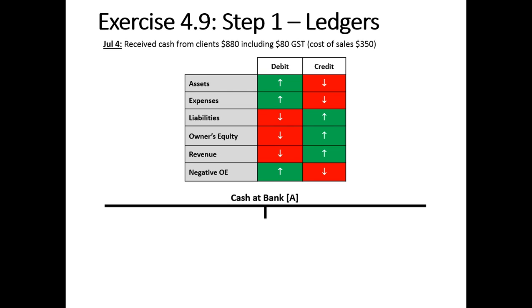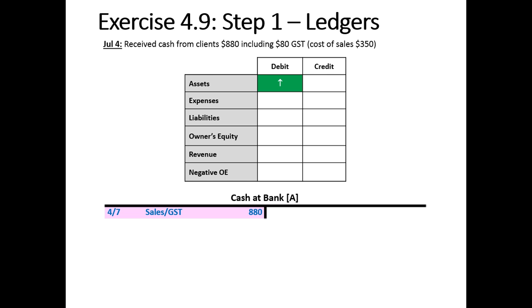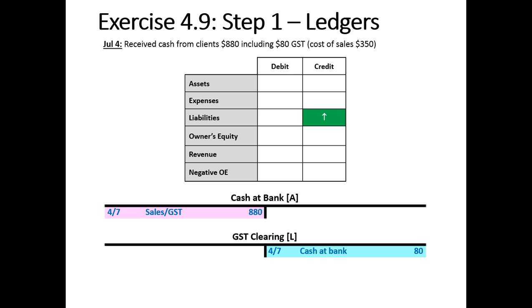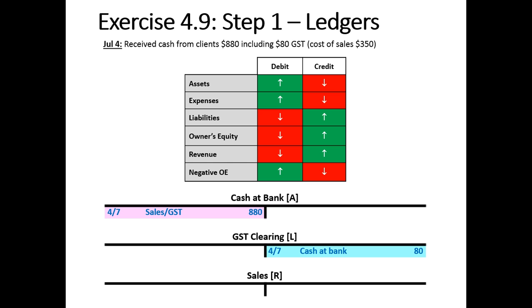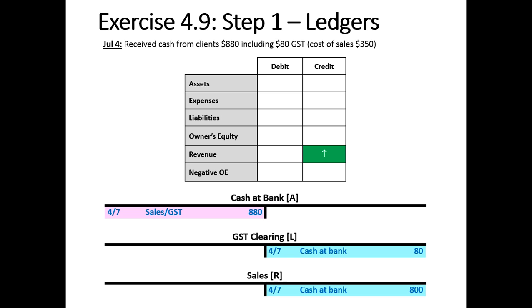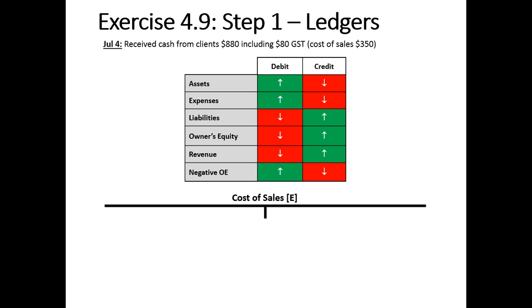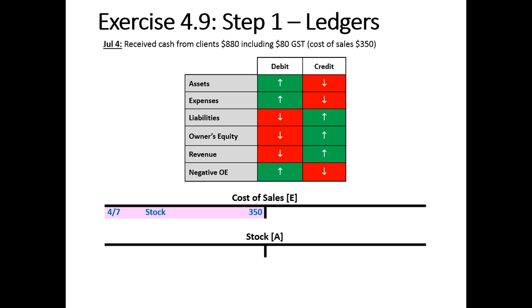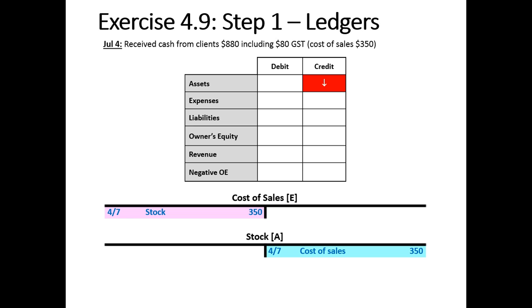Then received cash from clients, $880 including GST, and cost of sales $350. So we've got a cash sale. We've got cash at bank going up, which is a debit. We've collected $80 GST, and that will increase our liability. And then we've got sales, which are a revenue increasing, and that's also a credit. We've got to take care of the cost of sale. In this case, it's $350, so our expenses go up, and simultaneously our assets will decrease and go down on the credit side.